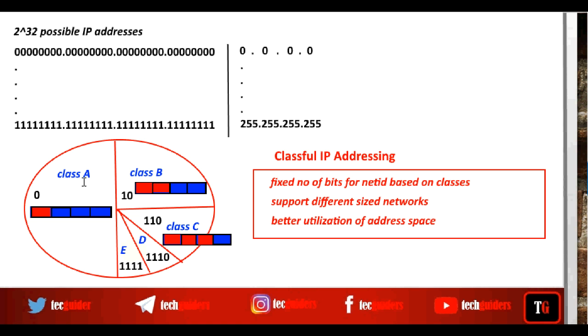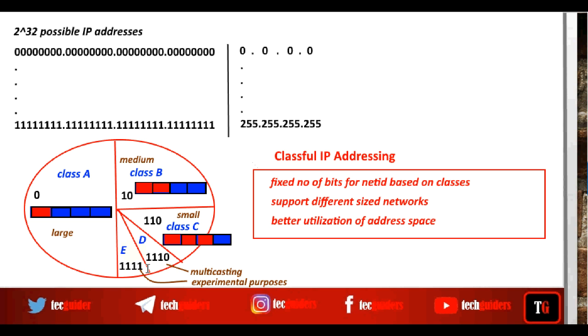Thus, we can see that class A addresses less number of networks, but all are large networks. It means class A is reserved for large networks or large organizations. And in class C, we can address a large number of networks, but all networks are small. It means class C is reserved for small networks or small organizations. And class B is in between these two, and hence it's reserved for medium networks or medium-sized organizations. Finally, class D is used for multicasting and class E is used for experimental purposes.